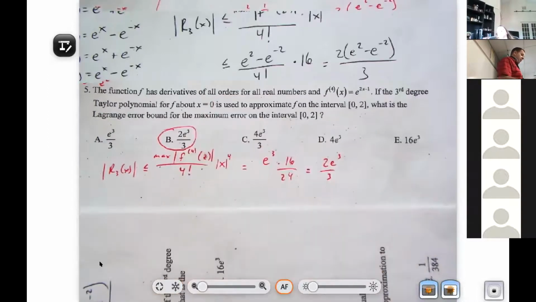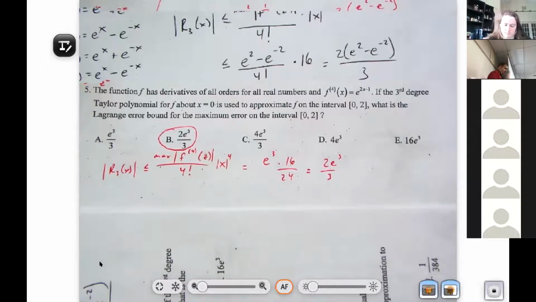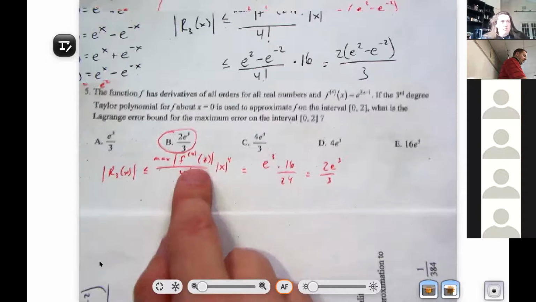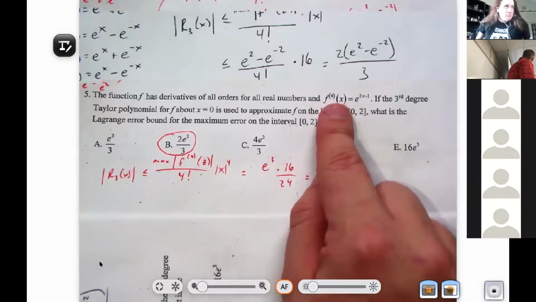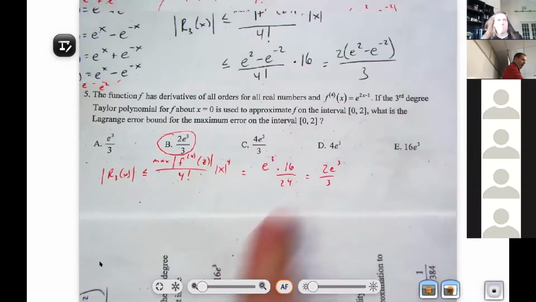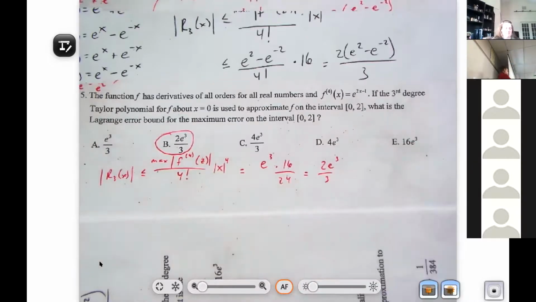I'm centered around 0. My X value, again, is given on an interval. So I'm trying to pick the maximum X value. X is 2. It's over 4 factorial. And I need to get that fourth derivative to be as big as I possibly can between 0 and 2. And the number that will maximize this expression right here is 2. If I plug 2 in for X, I get e cubed, and that's as big as I could possibly make that fourth derivative on that interval. And then it's doing some math.